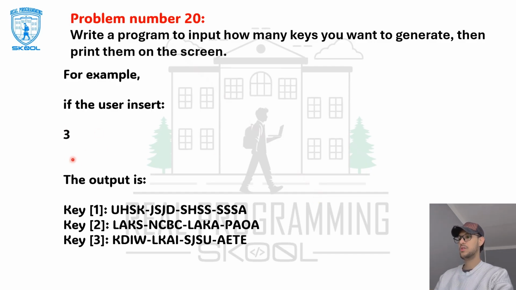Because the user inserted number 3, the output is 3 keys, all of them different. We have to create them randomly, or let the compiler create each key's characters randomly, and print them in this style. So now let's go to Visual Studio to see how we're going to convert this requirement into code.